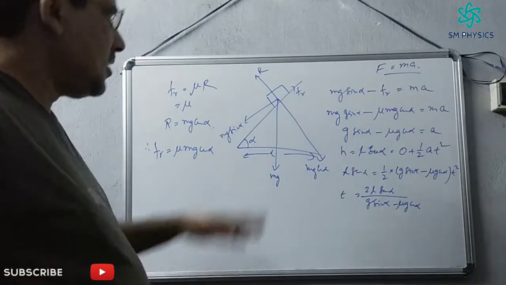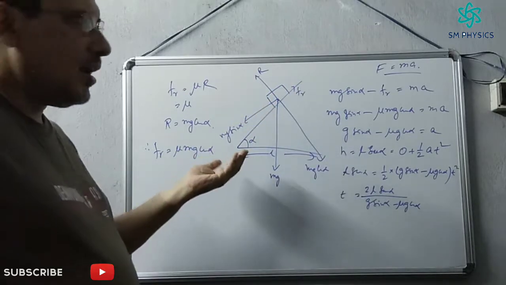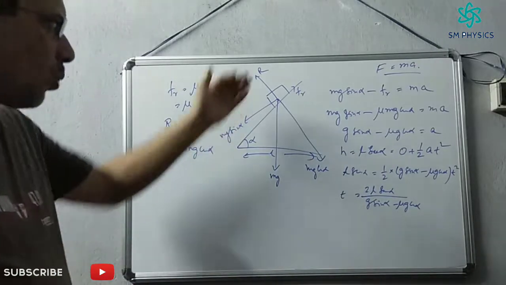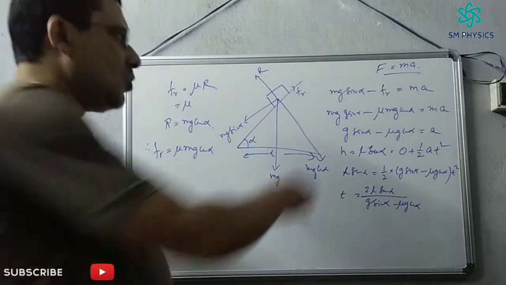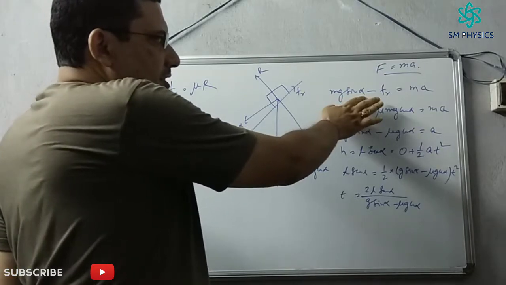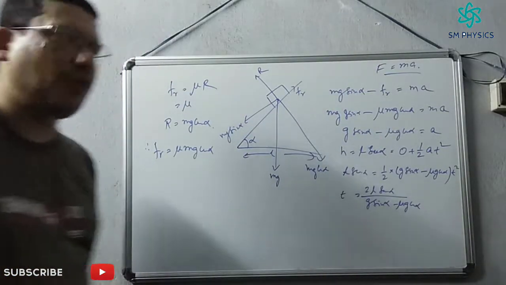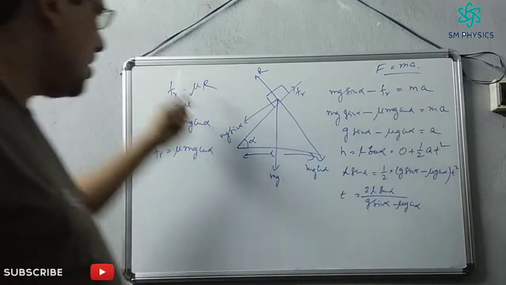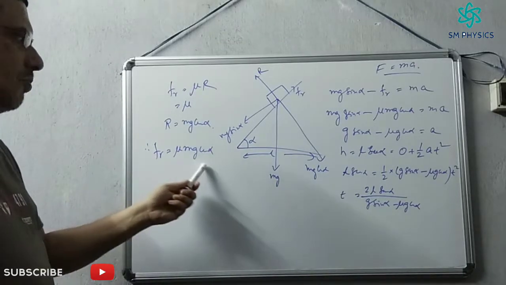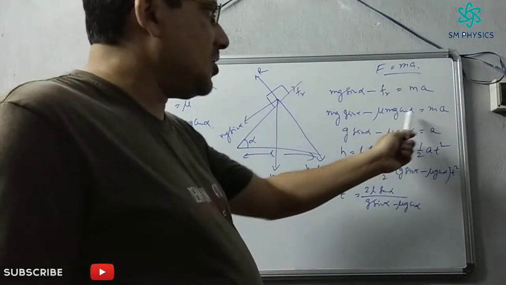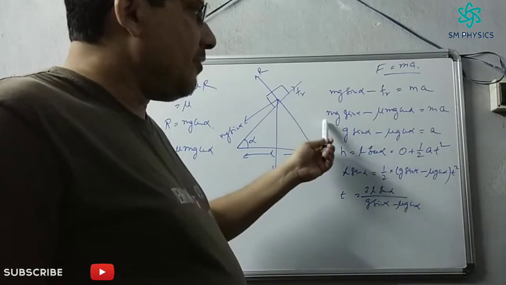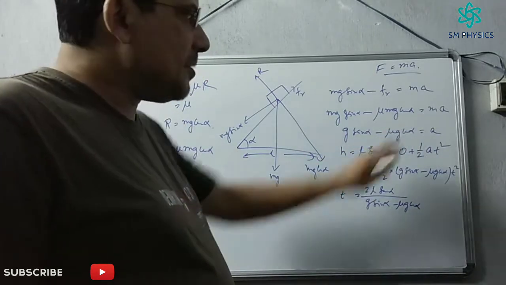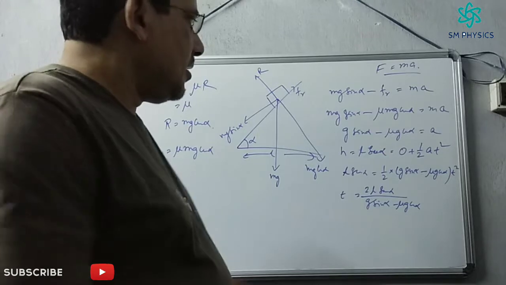Again I repeat, the body is sliding down, and you have to find that minimum time. When the body moves in the downward direction, you first find the net force: mg sin alpha minus Fr, the frictional force, equals ma. Already I deduced Fr equals mu mg cos alpha. So mg sin alpha minus mu mg cos alpha equals ma. Eliminating m from both sides, g sin alpha minus mu g cos alpha equals a. That means the acceleration is found.